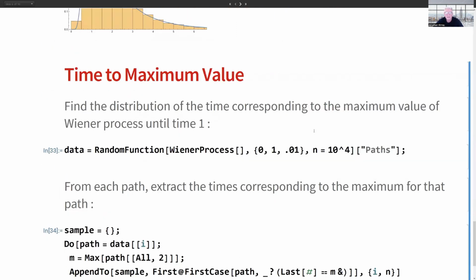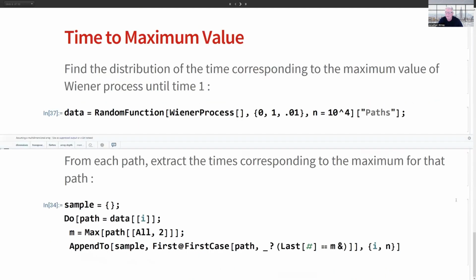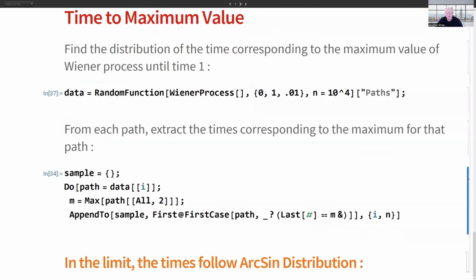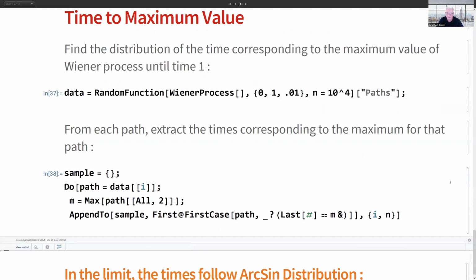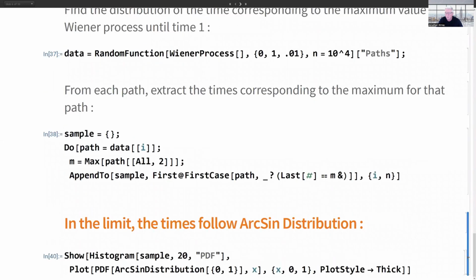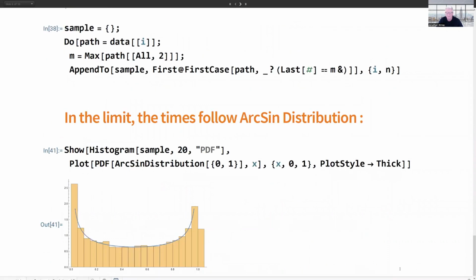We might want to estimate the time to achieve the maximum value over a certain time interval. In this example, I'm considering a Wiener process with mean 0, standard deviation 1, and I'm looking at that process over a time interval from 0 to 1. And I'm calculating the time at which the maximum value is attained in that time interval. I'll take 10,000 sample paths as before, and then I'll extract the times at which the maximum value is attained in each of those sample paths. And we'll plot a histogram of them.